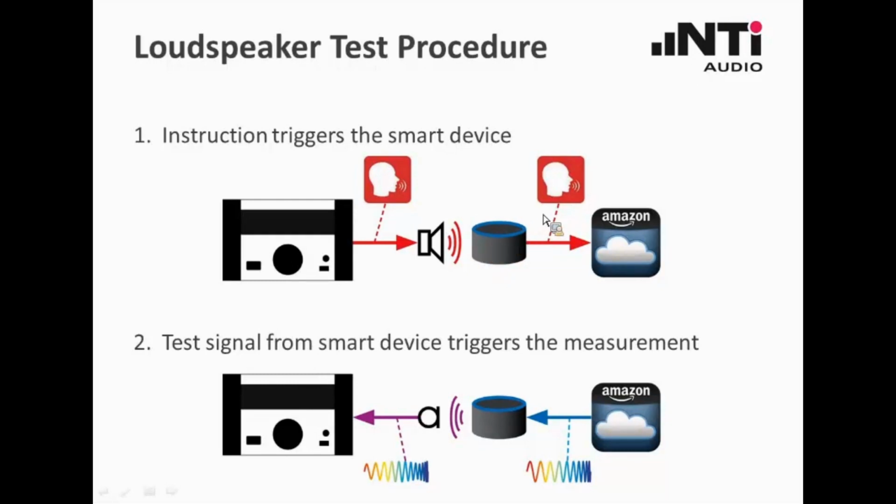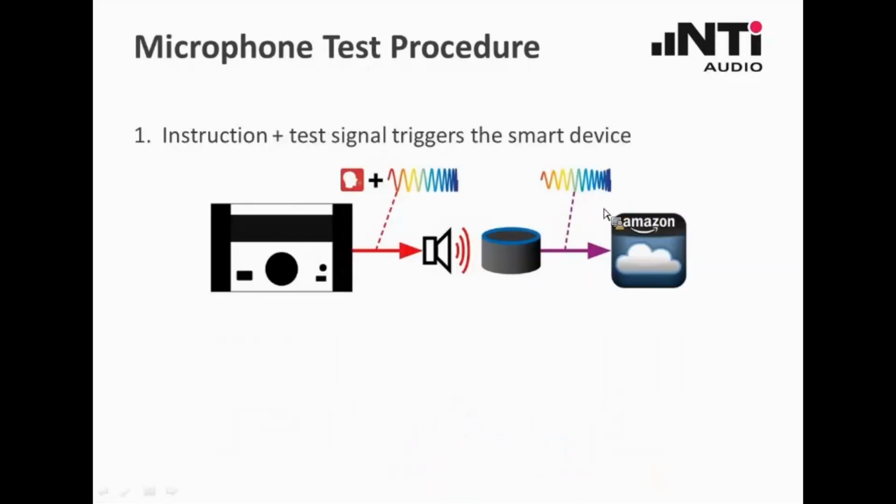When we take a look at the microphone test procedure, this looks a little bit different. We start with a spoken instruction plus appended the test signal, because we want to measure the microphone of the device under test. So this item picks up this signal and forwards the test signal only to the cloud. And this is done due to this spoken instruction.